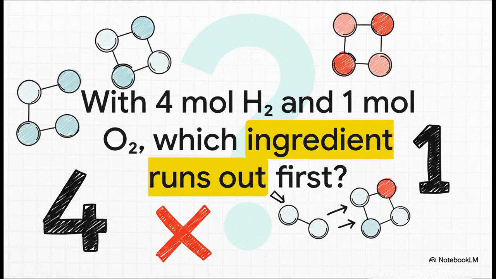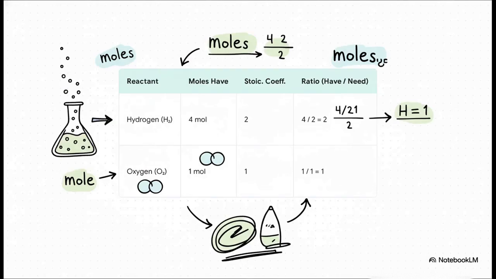All right, now for a classic chemistry puzzle. What if you don't have the perfect recipe amounts? Let's say you've got 4 moles of hydrogen, but you've still only got 1 mole of oxygen. What happens then? Which ingredient is going to be your bottleneck? Which one runs out first? So to find that bottleneck, we do a really quick calculation for each ingredient. It's simple. We just divide the amount of moles we have by the amount the recipe needs. So for hydrogen, we have 4, the recipe needs 2. 4 divided by 2 is 2. For oxygen, we have 1, the recipe needs 1, 1 divided by 1 is 1.